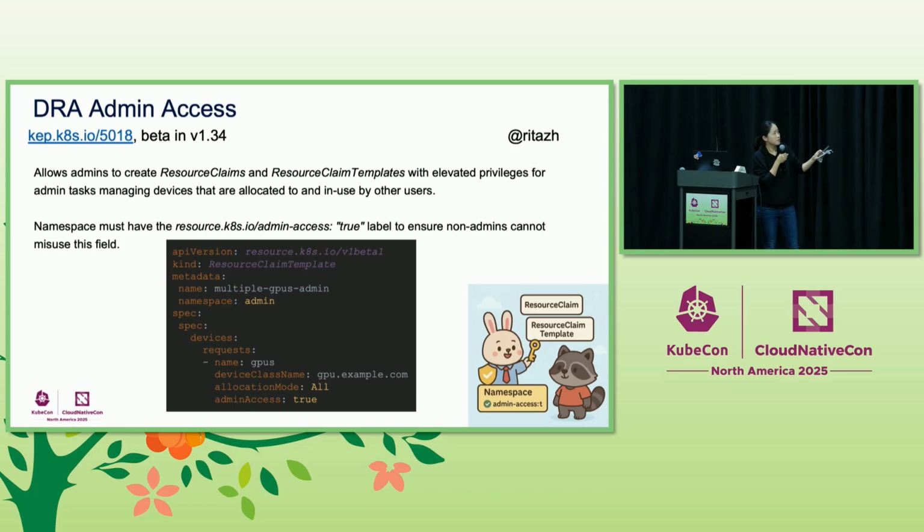And with this feature, the admin will basically be able to add an annotation to their namespace to ensure that only that namespace can schedule workloads that have access to the resource claims that can use devices that are in use by other workloads. Again, this is where metrics and troubleshooting workloads come in. So great collaboration with SIG Node.